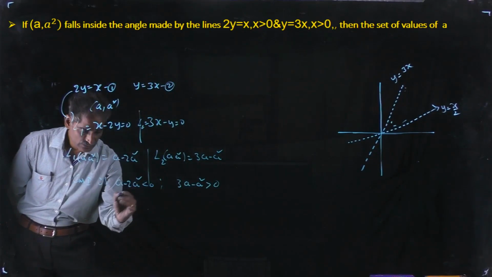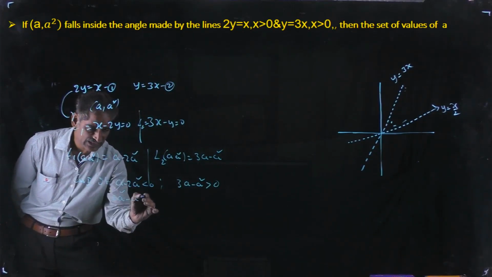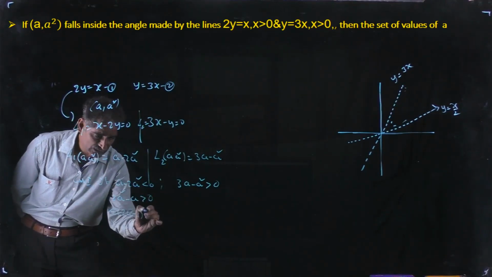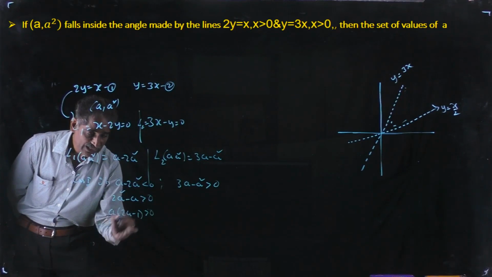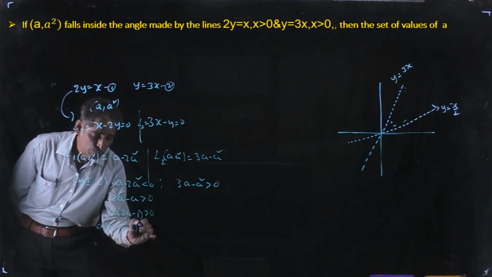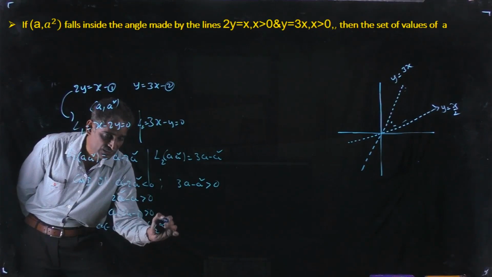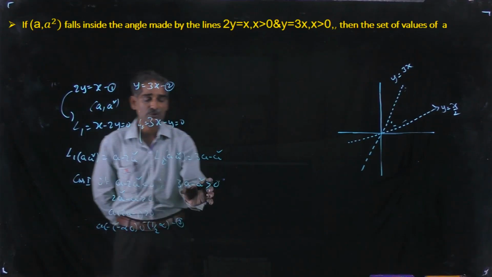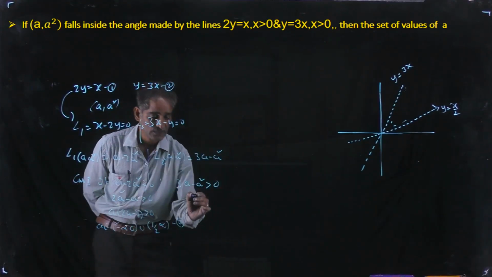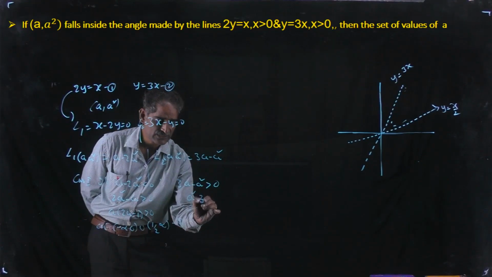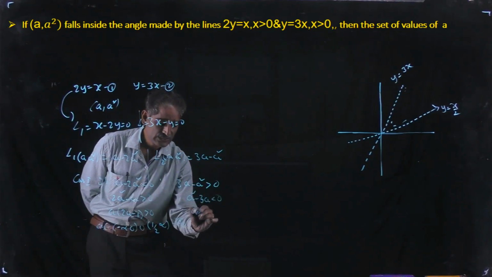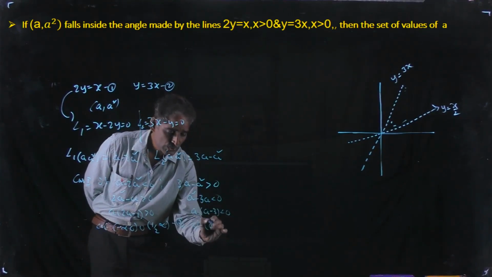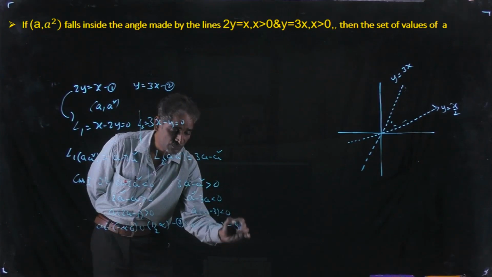So this is greater than 0. Here we can write 2a square minus a greater than 0, a into 2a minus 1 greater than 0. It means a belongs to minus infinity to 0 union 1 by 2 to infinity. This is equation 3. Now with respect to the other condition, also find the possible values of a. Here we can write a square minus 3a less than 0, a into a minus 3 less than 0. It means a belongs to 0 to 3. This is equation 4.